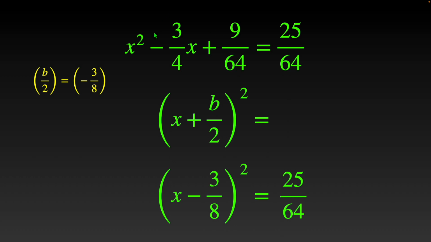So again, we don't need to figure out how to factor it. All we have to do is follow the rule that says all you have to do is write b over 2 here, so x plus b over 2, and then square it. In our case, b over 2 is negative 3 over 8. So we have x minus 3 over 8 squared. Now we can proceed with solving for x.